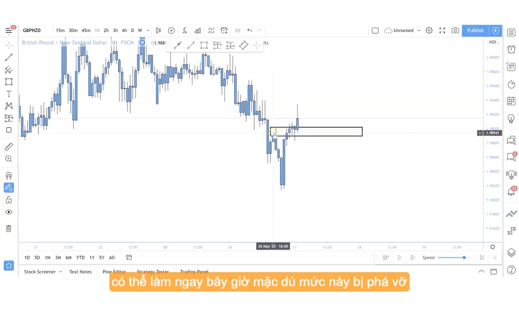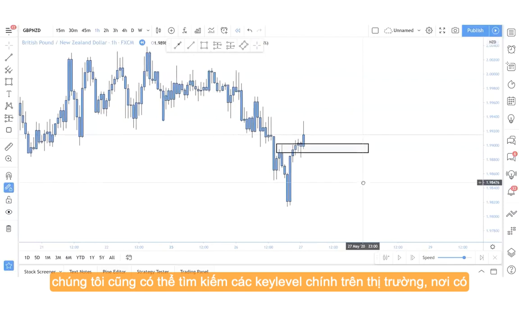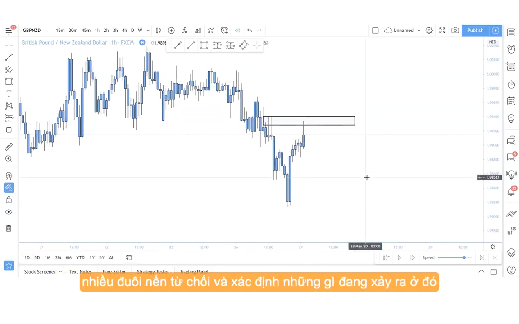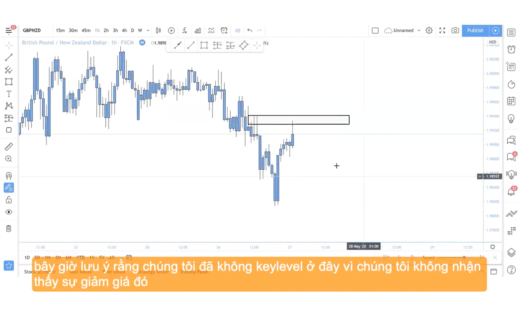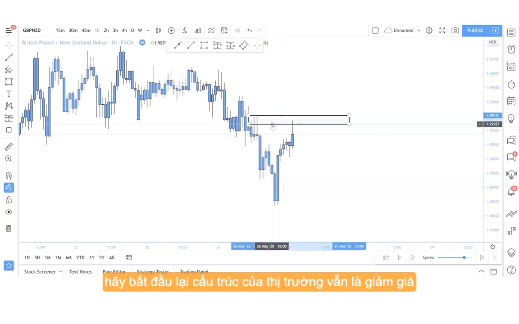Now, even though this level is broken, this does not mean necessarily we're looking for buys. We can also look for key areas in the market where there are multiple wick rejections and identify what's happening there. Now notice we didn't take a sell here because we didn't get that bearish sentiment and the momentum shift we needed. So let's start again.